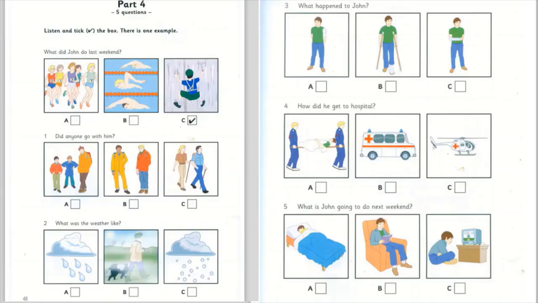It hurt a lot. I couldn't walk. How did you get down the mountain? Did someone carry you? No. It was too difficult. There wasn't a road for the ambulance, so a helicopter came and took me to hospital. Excellent! 5. What is John going to do next weekend?